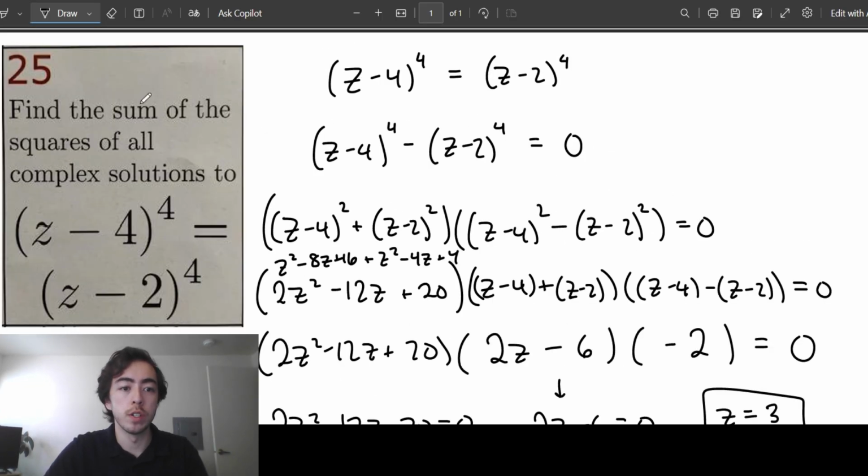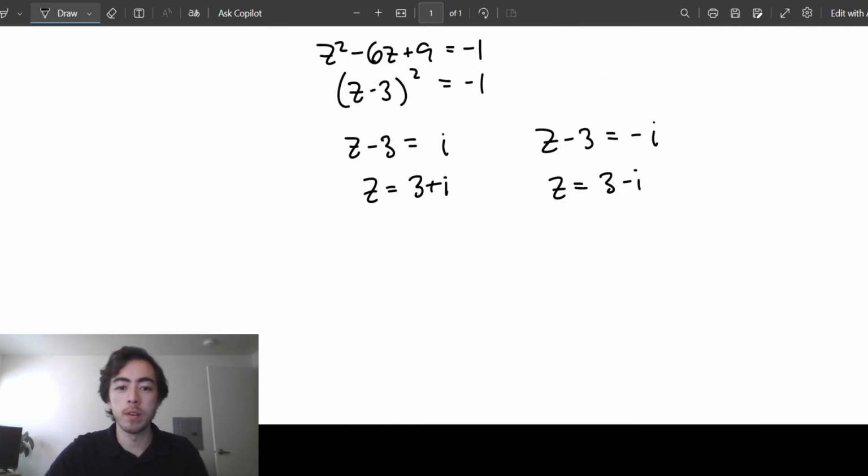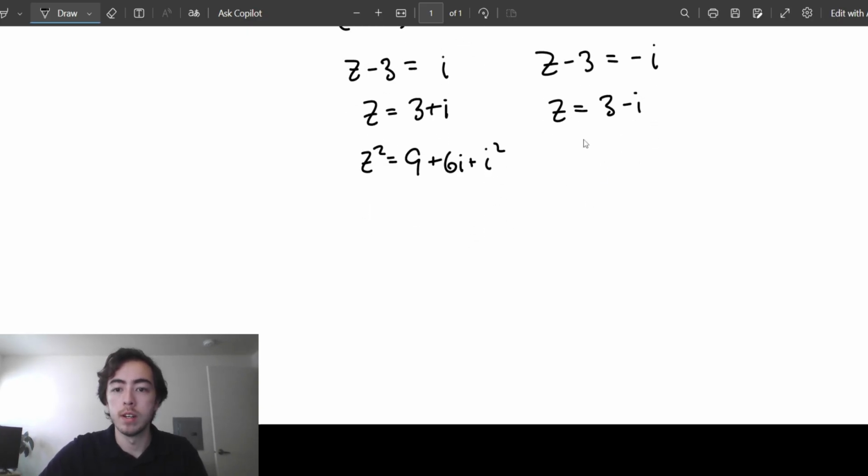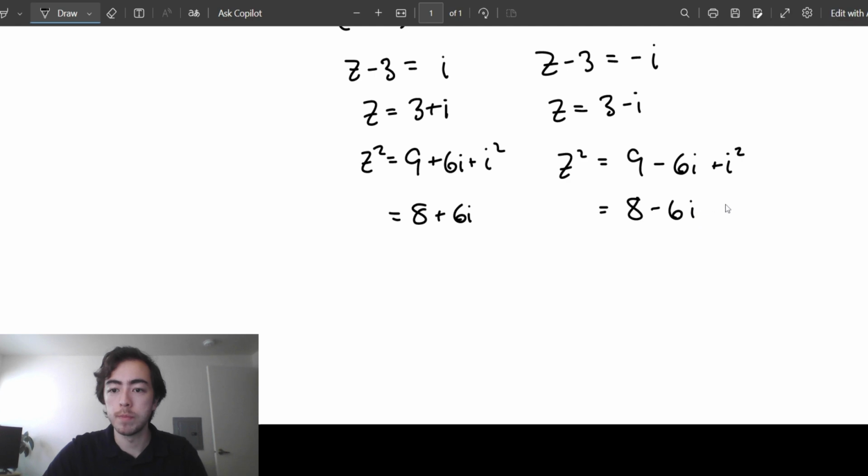And I suppose we should square both of these solutions and then add those with the 9 that we found earlier. So squaring this one, we get 9 plus 6i plus i squared. And then i squared is, again, negative 1. So overall, this is 8 plus 6i. And then for this z squared, we get 9 minus 6i plus i squared. And then this i squared and this 9 can also become an 8 together over here.